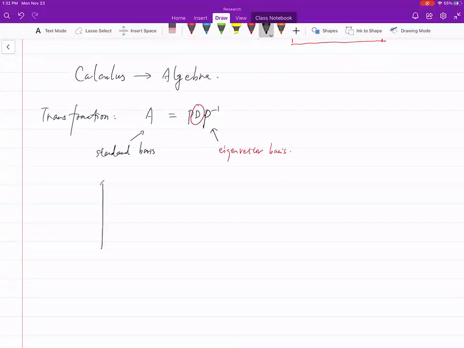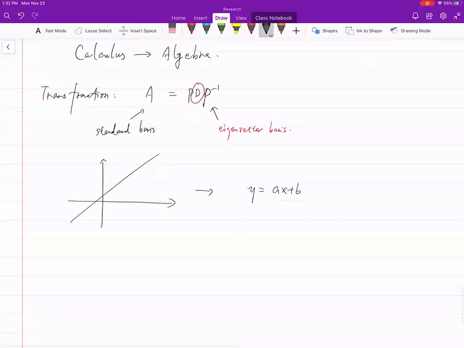Second, here's a line. But somehow you can transform it into y equals ax plus b. Solving some problem here can be challenging, but if you solve the same thing here, it can be super easy. So what you did is actually transform the geometry into algebra.